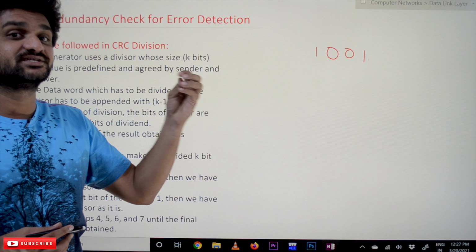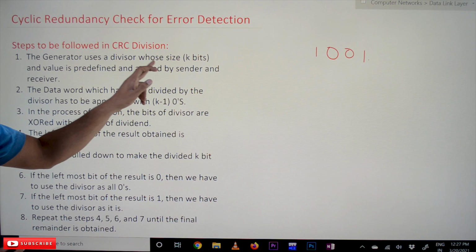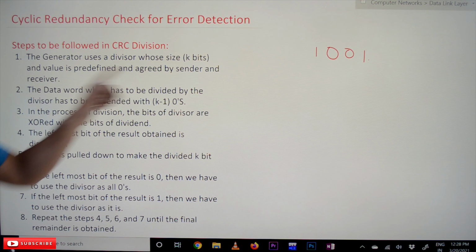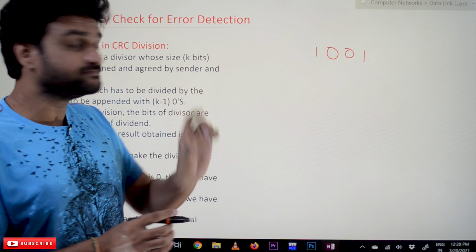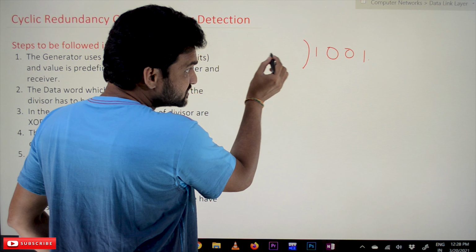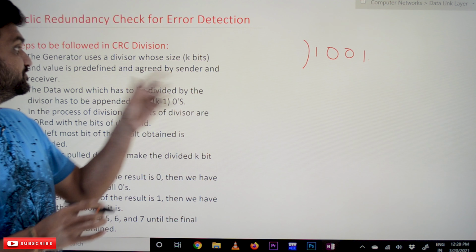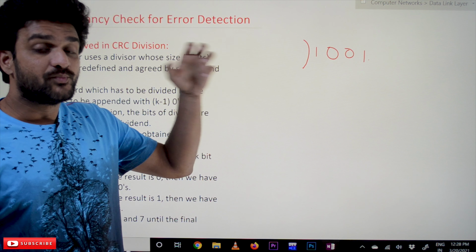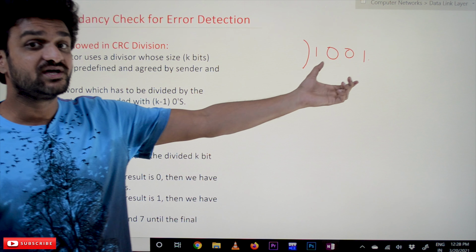What the divisor is and how the divisor will be, we will try to understand. The generator uses a divisor whose size, the number of bits, and whose value are predefined and agreed by the sender and receiver. So in order to generate those redundant bits, we are going to use a divisor. The sender and the receiver both use the same divisor for the division of the data word.